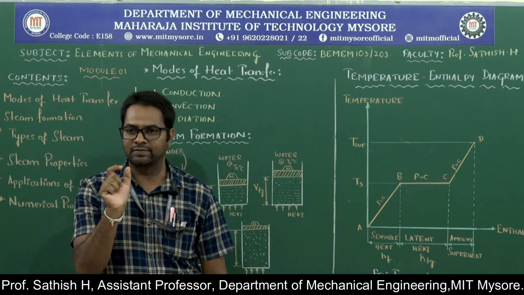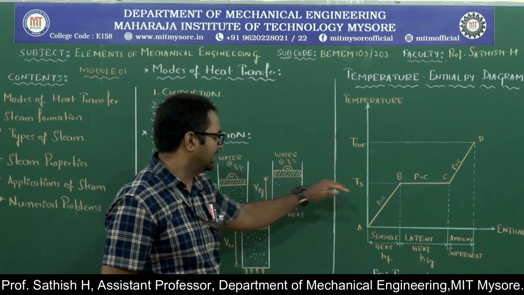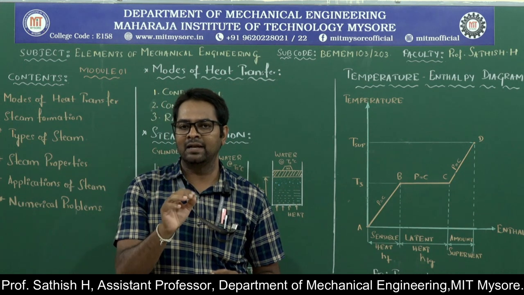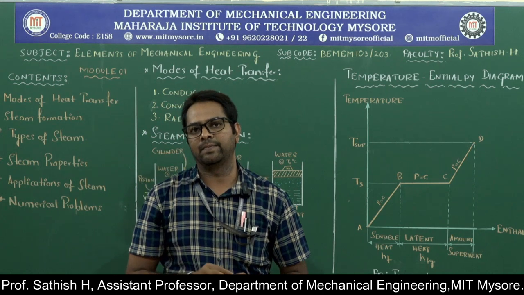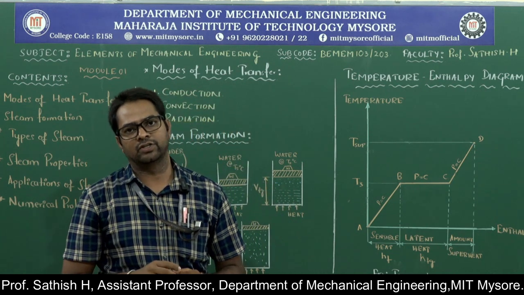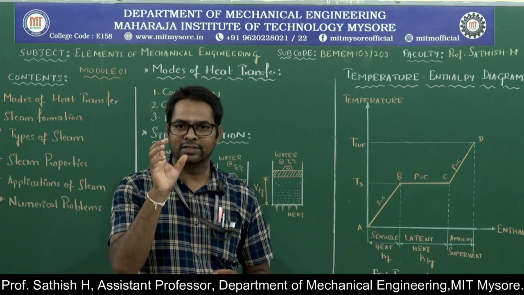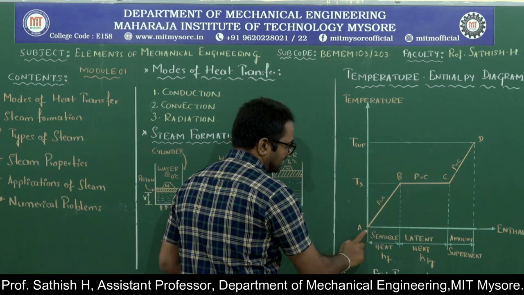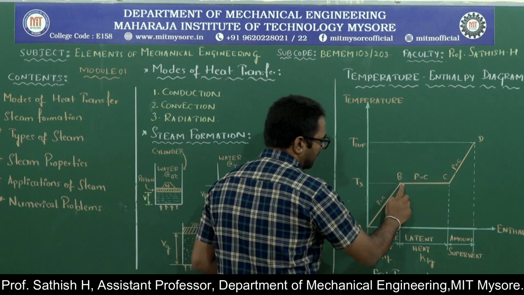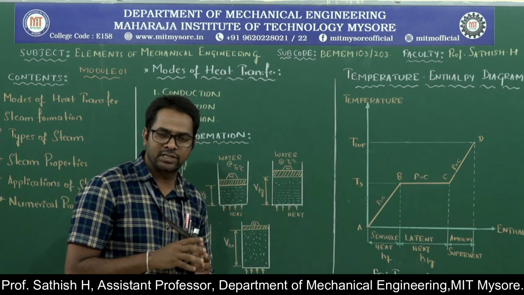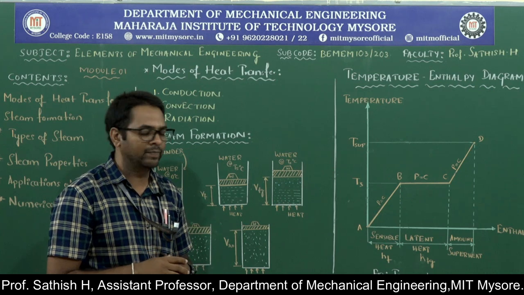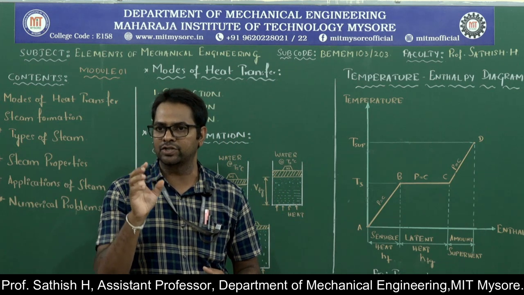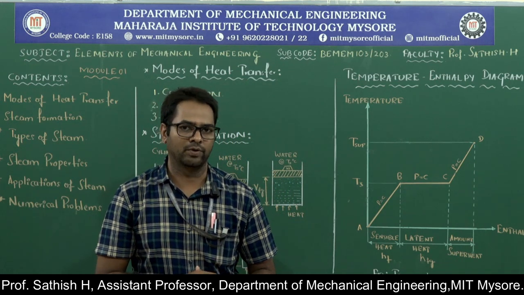One of the specialities of the line BC is that the saturation temperature remains the same until all the water is converted into vapor. Until then, the temperature is constant. You can look at this: from A to B we have heated and the temperature is gradually increasing, and from B to C the temperature is constant, and the pressure we have already kept constant. So BC is a constant temperature, constant pressure vaporization process.